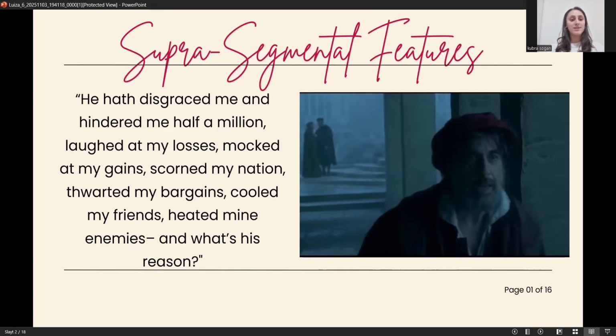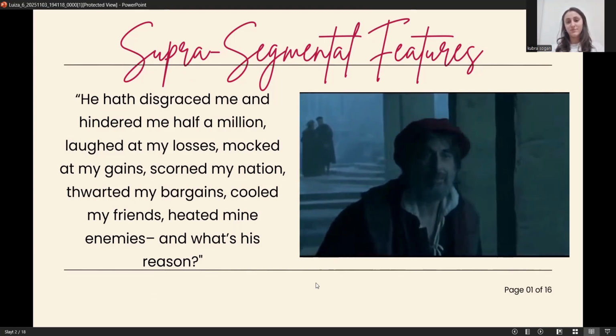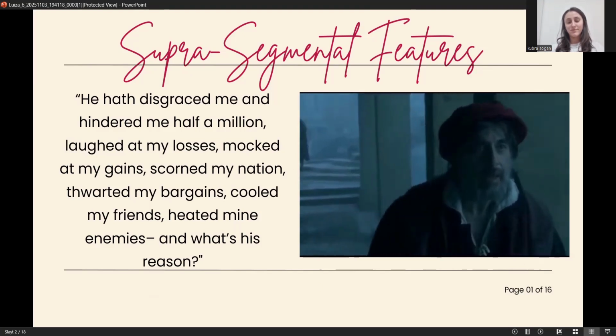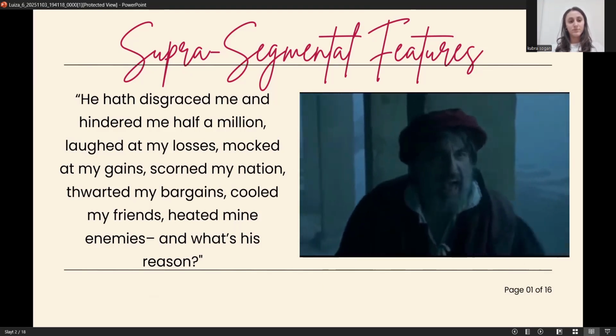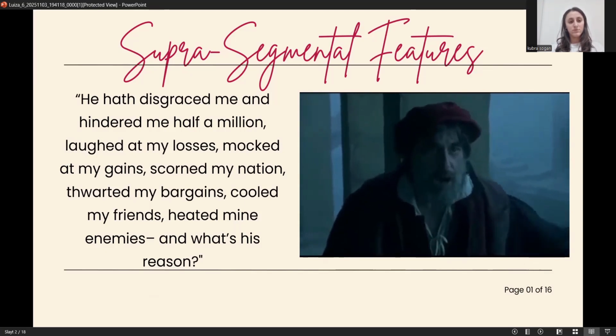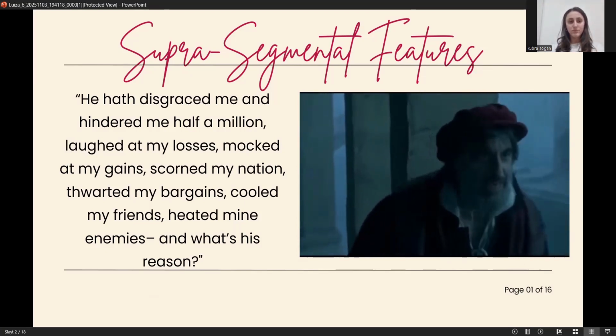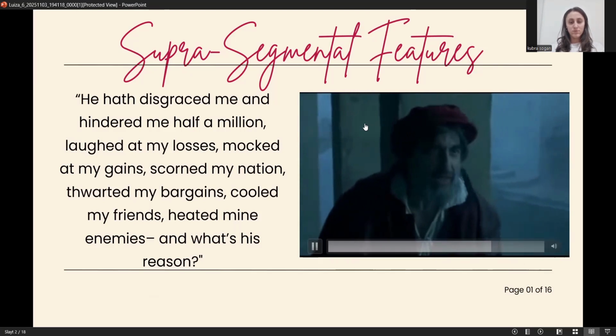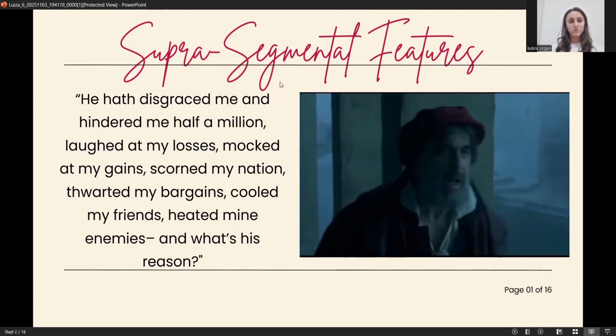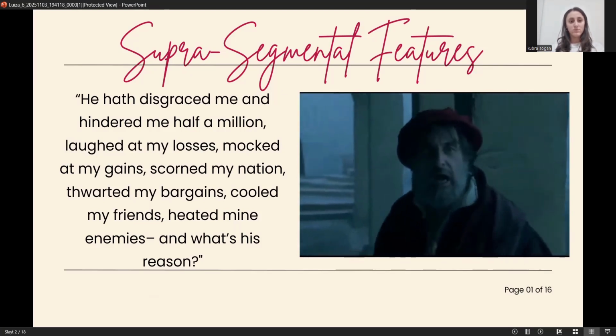For comparison, let's listen to the same excerpt performed by Al Pacino. He hath disgraced me and hindered me 500,000, laughed at my losses, mocked at my gains, scorned my nation, thwarted my bargains, cooled my friends, heated mine enemies, and what's his reason?